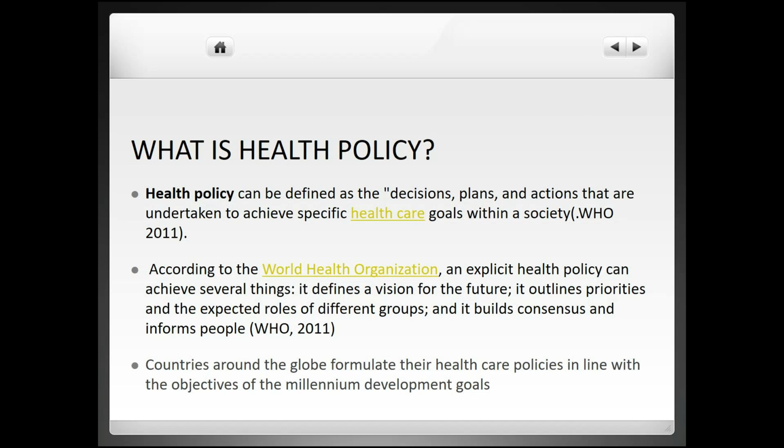According to the World Health Organization, an explicit health policy can achieve several things. It defines the vision for the future, it outlines priorities and the expected roles of different groups, and it builds consensus and informs people.